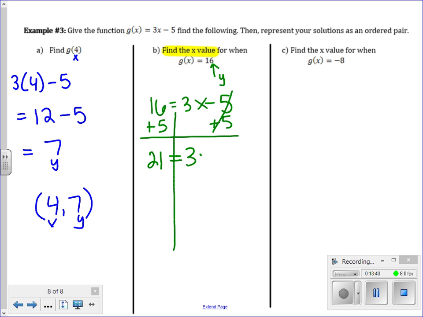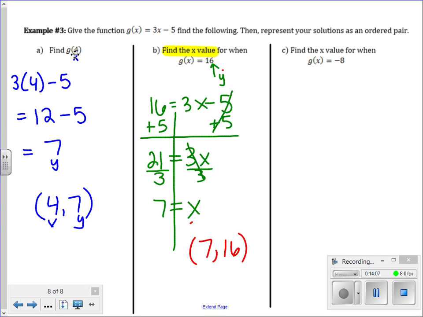So 21 equals 3x, and now I have to get x by itself by dividing by 3. When I divide both sides by 3, I get 7 equals x. But now I'm ready to write an ordered pair. I know an x, I know y, so I can write the ordered pair as 7, comma 16. Given the output, I was able to find the input. All right, one more example, and then we'll let you get to practice on your own.